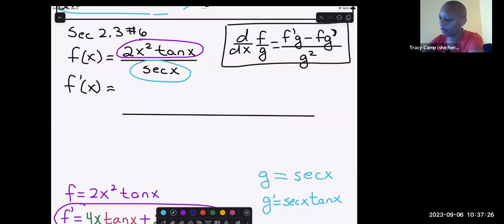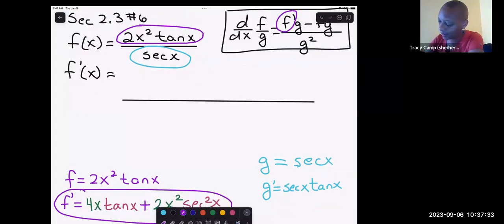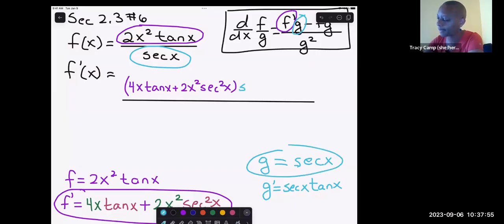It says first we take our f prime, which is all that mess, like what we just got. So I'm just going to write it down: 4x tangent of x plus 2x squared secant squared x. So this is our f prime. And then this is multiplied by our g, which is secant of x. I thought I was making myself a big fraction bar. It wasn't big enough, was it?